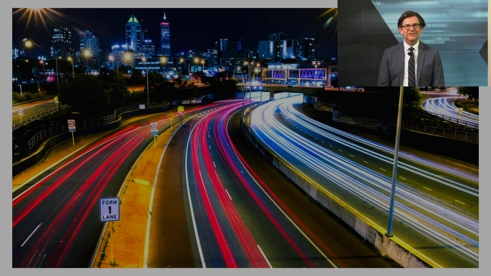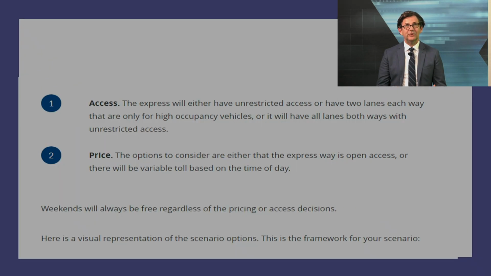So here we have a freeway, just to give you an idea. So potentially the freeway will either have 4 lanes going each way, completely open, or it might have 4 lanes going each way, 2 that are restricted and 2 that are open. It will either have a toll booth or it won't have a toll booth. So they're the options. And let's just go back here. So when you look at access, there are 2 components to access, either unlimited access or restricted access. The price, either no toll or a toll, a variable toll.